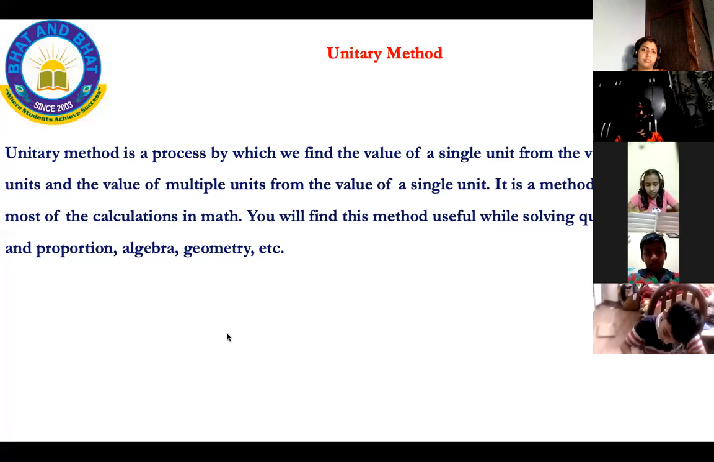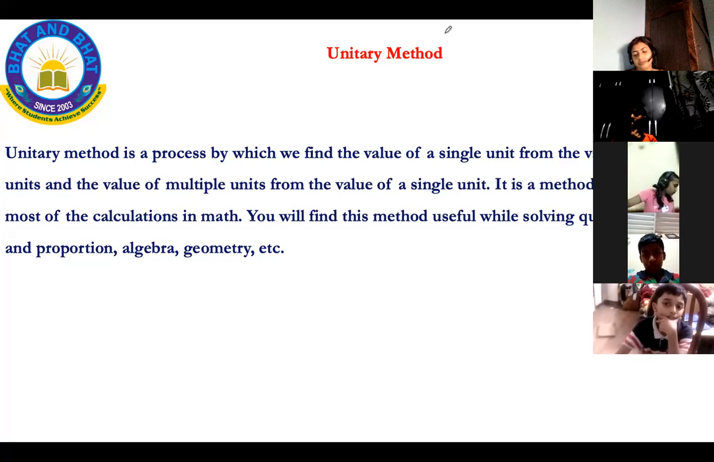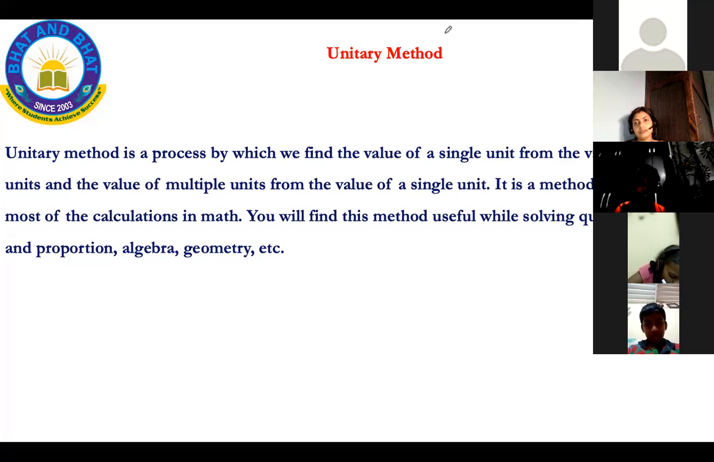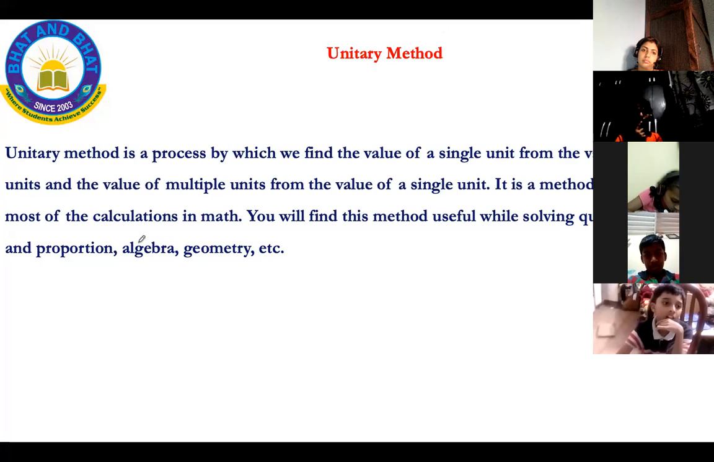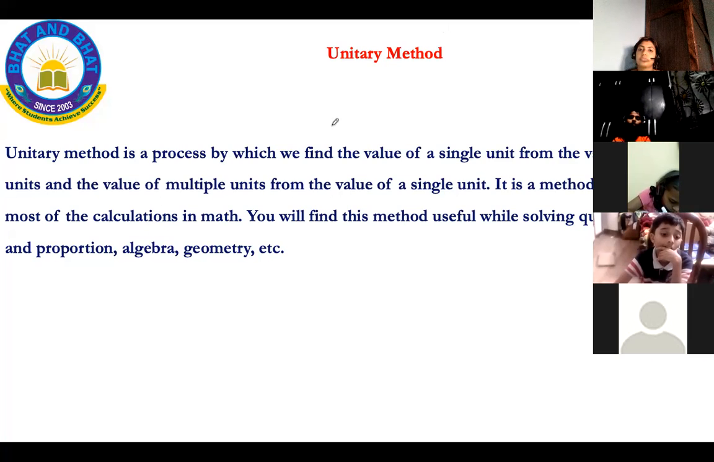Unitary method is a process by which we find the value of a single unit from a value of multiple units and the value of multiple units from the value of a single unit. It is a method that we use for cost calculation in math. You will find this method useful while solving questions on ratio and proportions, algebra and geometry, etc. So, what is unitary method? Unitary method is the process of finding the value of a single unit from many units.